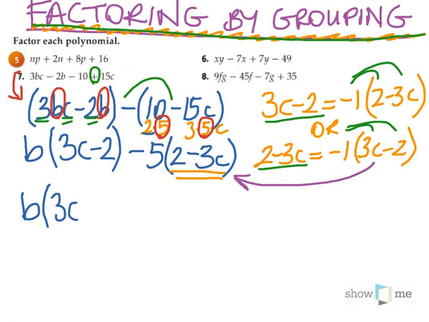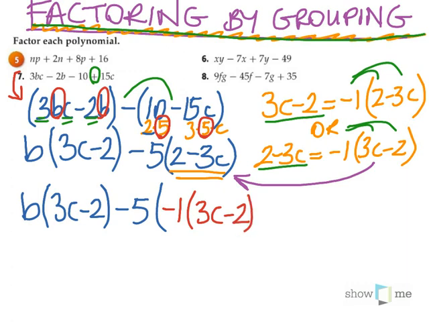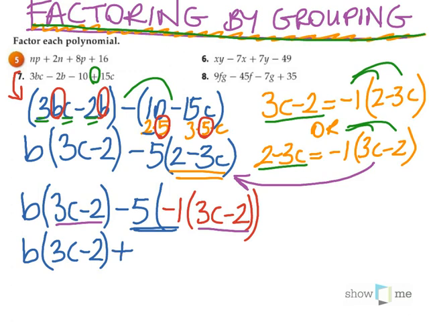b in open brackets 3c minus 2 minus 5 times. Now instead of 2 minus 3c, I'm going to write minus 1 times 3c minus 2. Now I did this because I want to have the same common factor. See? These are the same. Now let me simplify here. It will be b times 3c minus 2. Now here, minus 5 times minus 1, if you multiply them, we get plus 5.